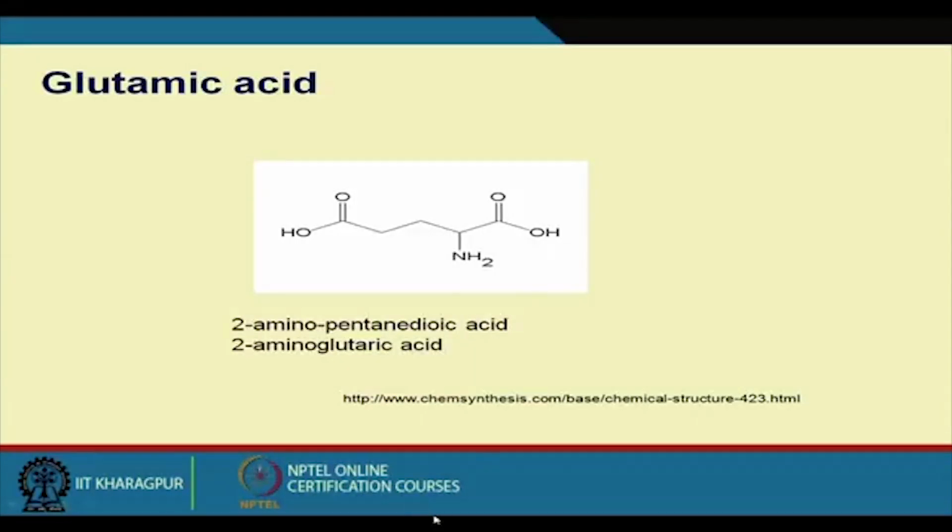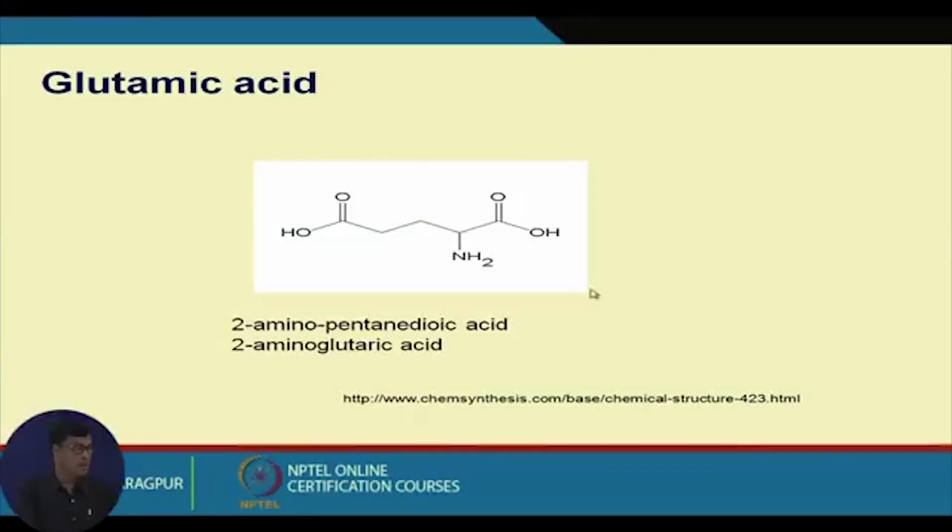Now we know that there are 20 essential amino acids that are very much required for us. There are 20 different amino acids that we have in nature. By permutation and combination, they form the different types of protein molecules. One amino acid that is part of the protein molecule plays a very important role, that is the glutamic acid.